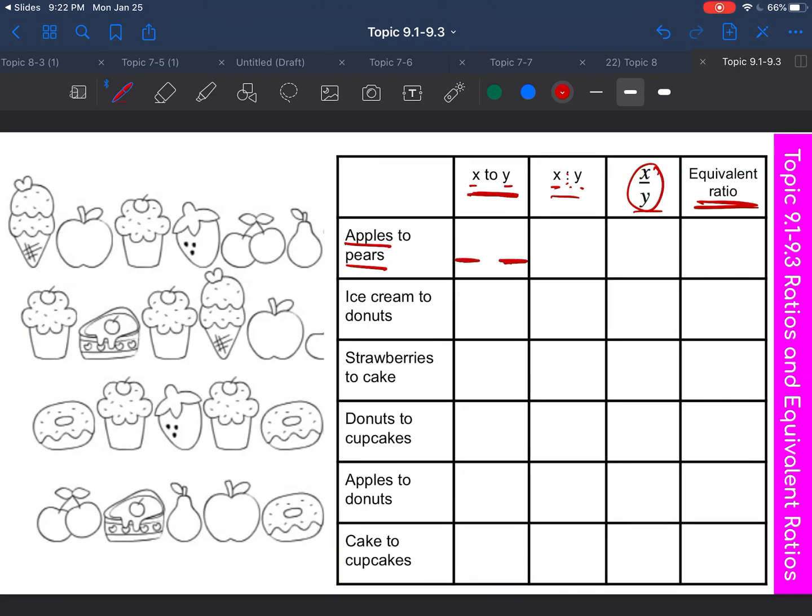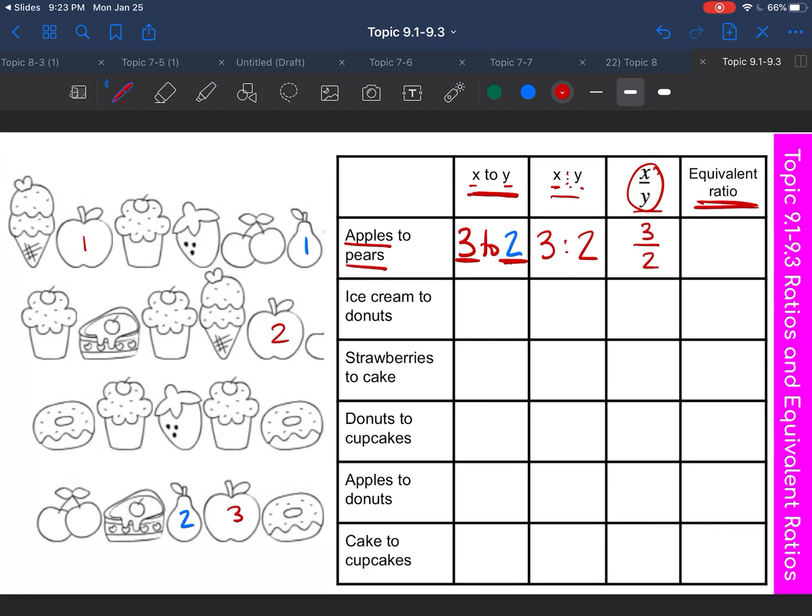So how many apples do you see in this picture? I see 1, 2, 3. So apples will be 3 to pears. I see 1, 2. So the ratio of apples to pears would be 3 to 2. We can write it like this, or we can write it like this.